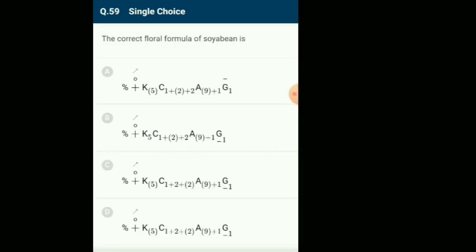Malpighian tubules, mollusca, kidney, and lung. Question number 59. The correct floral formula of soya bean is: the family Fabaceae is perigynous or hypogynous. They have monocarpellary gynoecium with unilocular superior ovary and have marginal placentation. So the correct option is option C. Zygomorphic flowers, calyx consists of 5 sepals united. Corolla consists of 5 petals, arranged in 1 plus 2 plus 2. Androecium 9 plus 1, 9 fused and 1 free. Gynoecium unilocular.